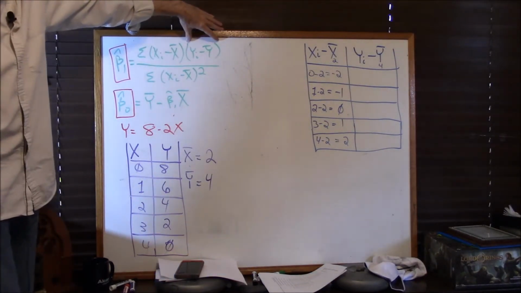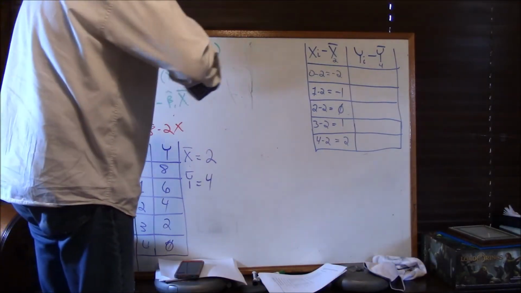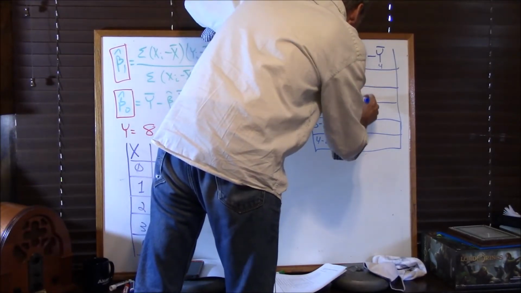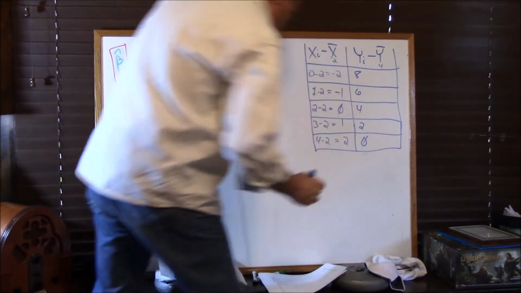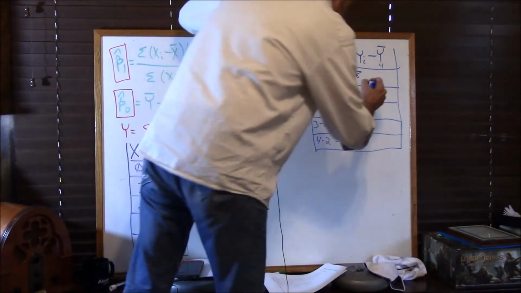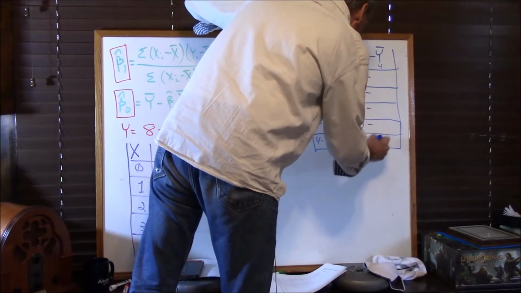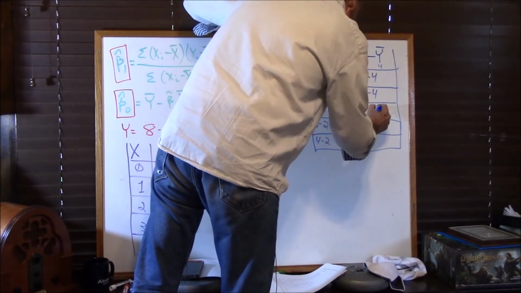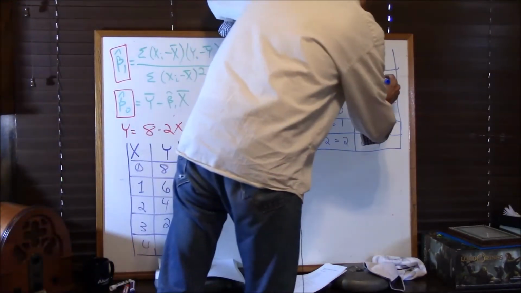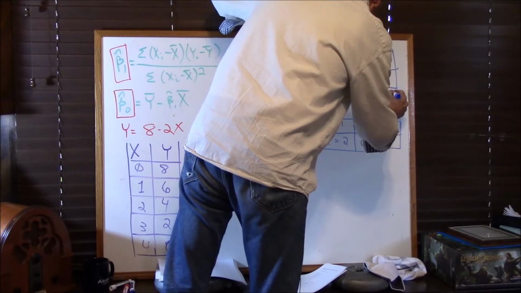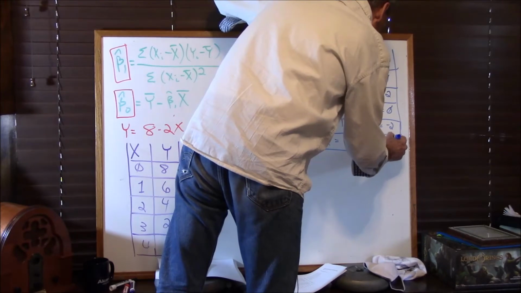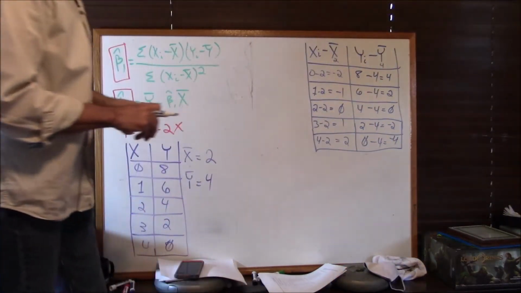All right, let's do this column next. We need to have this information here as well. So we're going to have 8, 6, 4, 2, 0. Those were the original numbers. 8, 6, 4, 2, 0 minus their average. Minus 4, minus 4, minus 4, minus 4, minus 4. All right? Is equal to, it's going to be like magic. You're going to love this. 4, 2, 0, negative 2, negative 4.